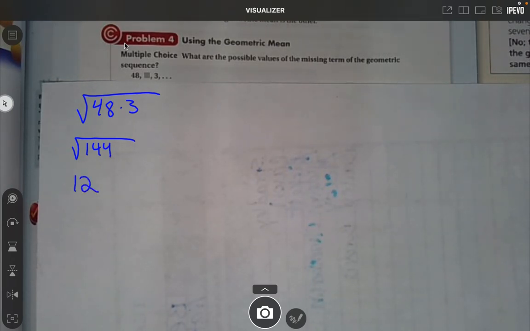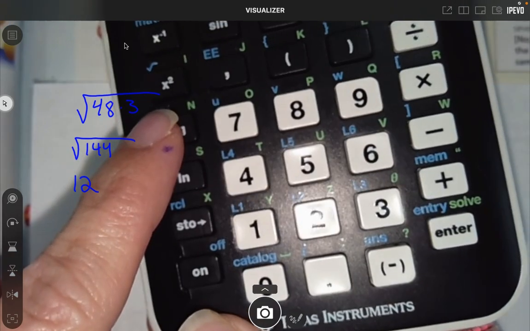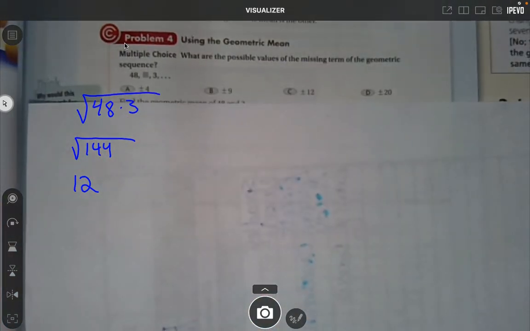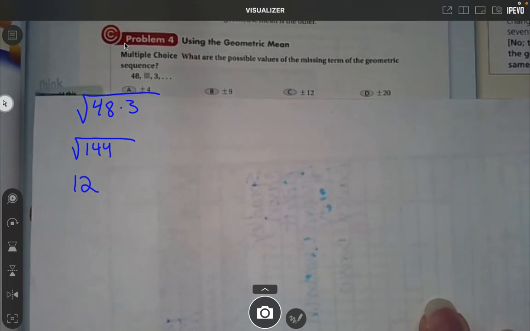How do you do the square root in the calculator? It's second, and then go down to this. Do you see it? Second, x squared. Second x squared. All right.